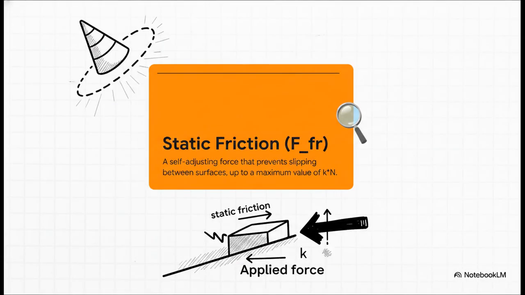Next, we've got static friction. And honestly, this is kind of the unsung hero of this whole problem. Think about pushing a really heavy box. At first, it won't budge. Why? Because static friction is pushing back against you, matching your force exactly. But it's not infinitely strong. It has a maximum limit. Push harder than that limit, and poof, the box slides. That breaking point is going to be absolutely crucial for the second part of our problem.